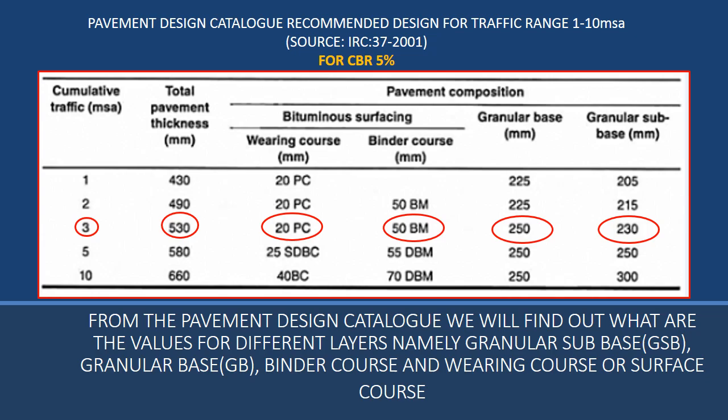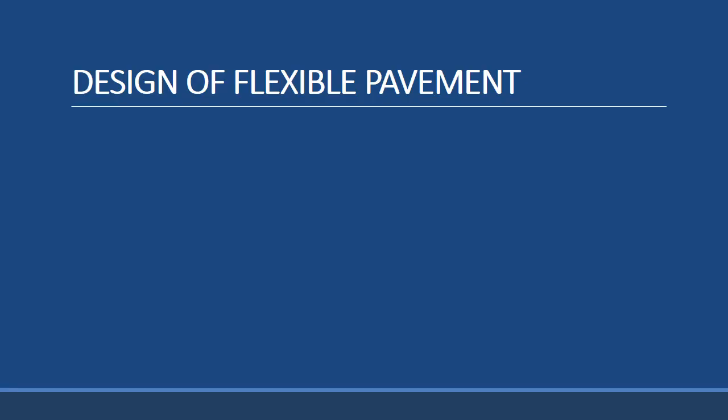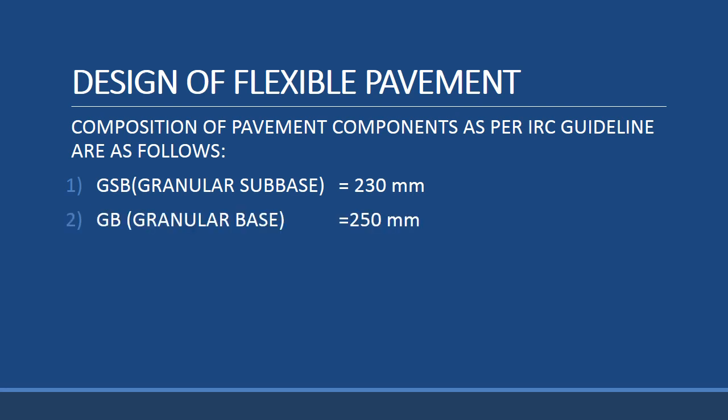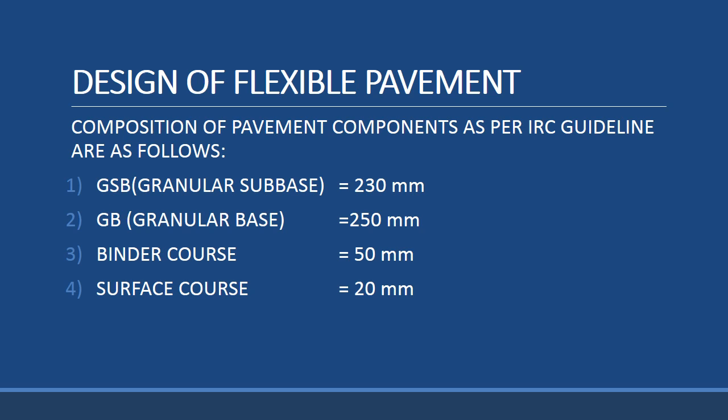Now let's see how the composition looks. The composition of the pavement components as per the IRC guideline is as follows. For granular sub base you have 230 mm, as we just saw in our catalog. For granular base it is 250 mm. For the binder course or BM it is 50 mm. For the surface course or wearing course it is 20 mm. Altogether it adds up to 530 mm, which is our total thickness of the pavement.